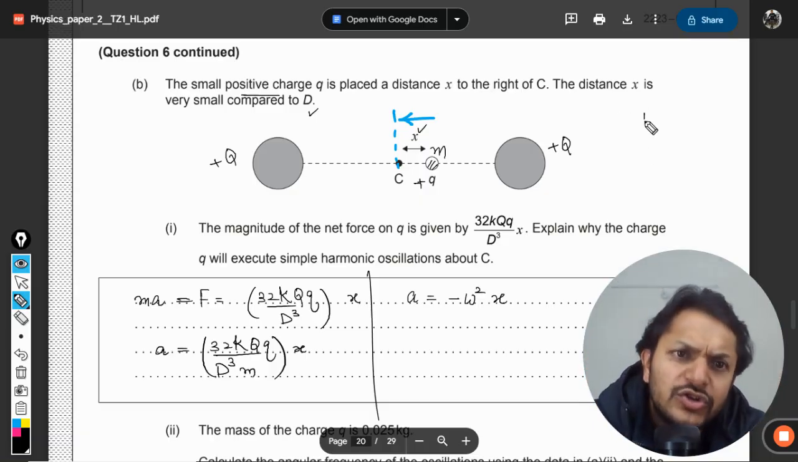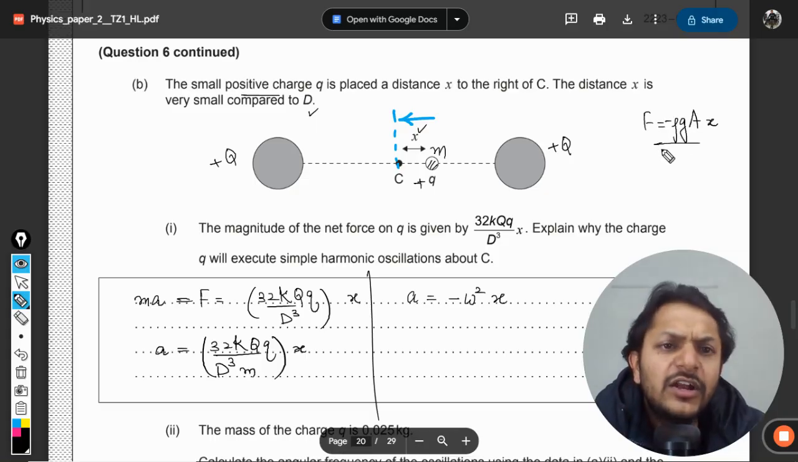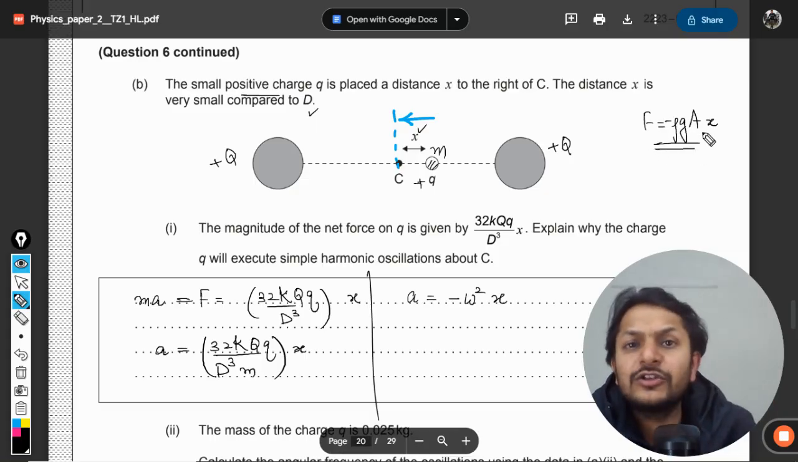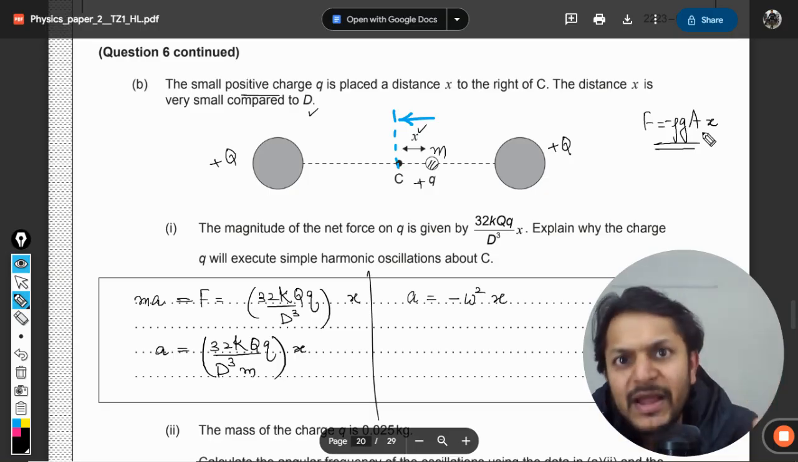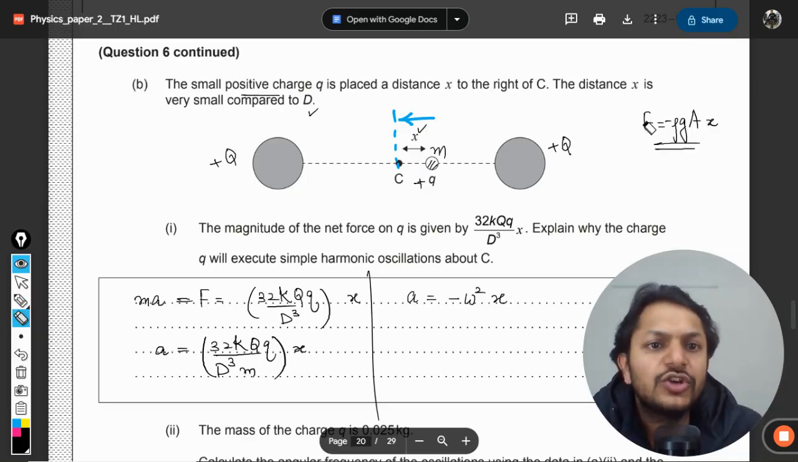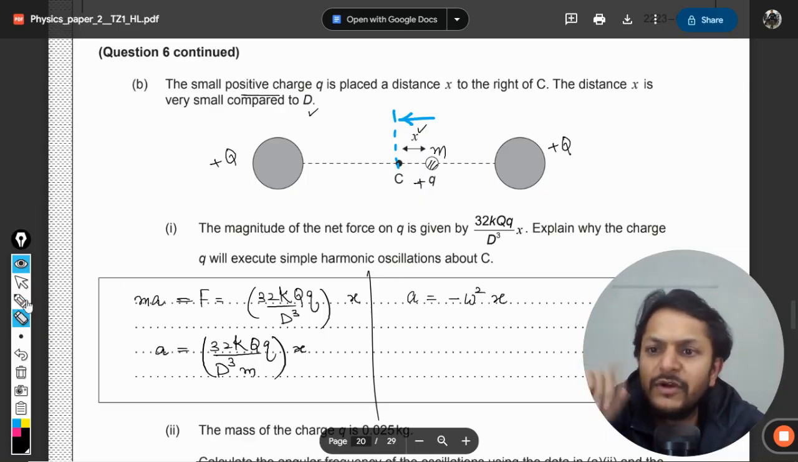There was another question I remember doing, like F is given as rho g A x, with a negative sign. This kind of question was also there, and in that also you wanted to find the angular frequency, and later the time period. So you would be following the same pattern in these kinds of questions. This is the pattern that you have to remember.